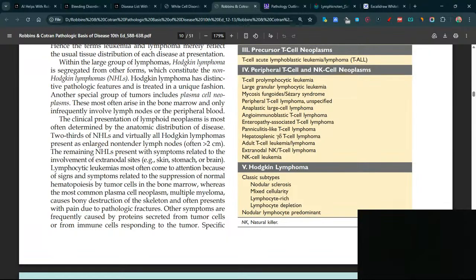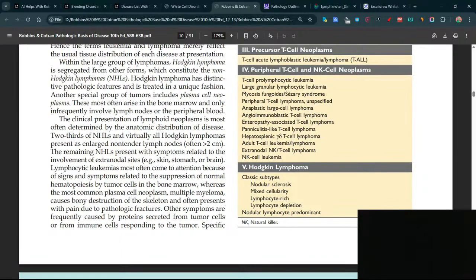Leukemia can have solid masses, and lymphoma can have a leukemic phase, because lymphoma presents with tumors in nodes or organs and discrete tissue masses. But how does this have a leukemic phase? The big split is that the neoplasms are divided into Hodgkin lymphoma and non-Hodgkin lymphoma.